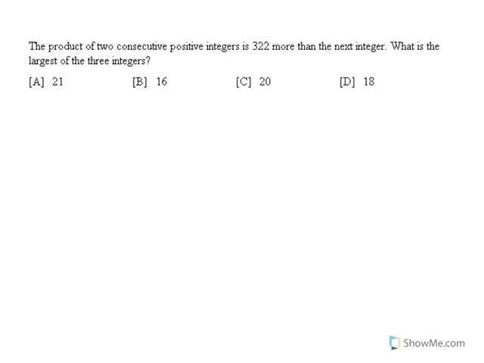Alright, so here's our example. The product of two consecutive positive integers is 322 more than the next integer. What is the largest of the three integers?